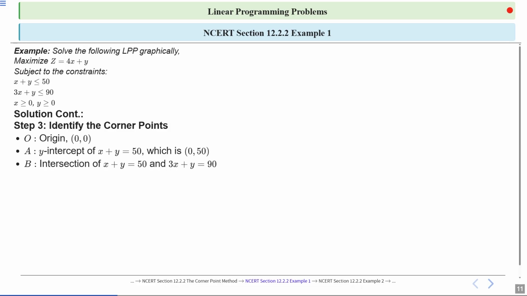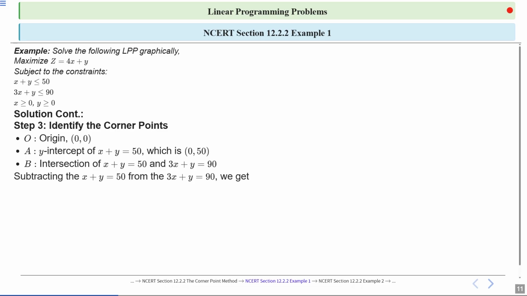To find the intersection point of the lines x plus y equals 50 and 3x plus y equals 90, we will solve these two equations by using the elimination method or substitution method. We will find the values of x and y, and after that we will get the coordinates of the point where the two lines are intersecting.